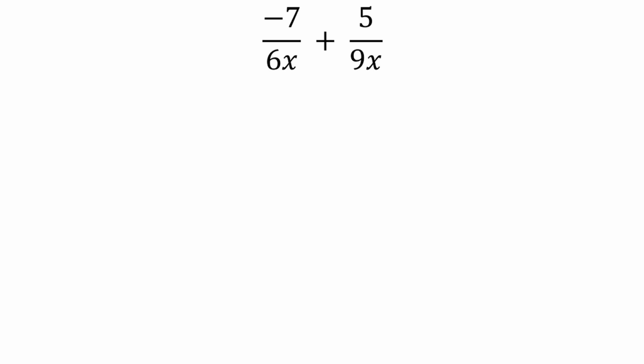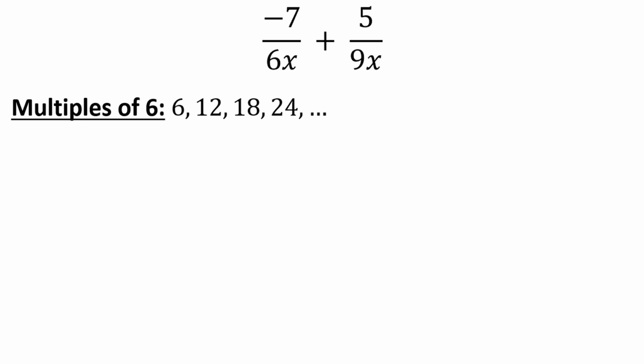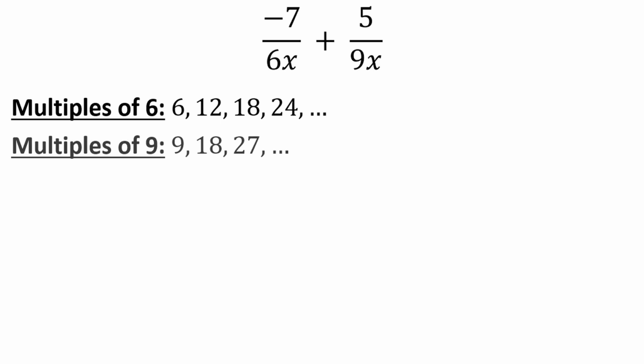You may remember that the least common denominator is just the least common multiple of our denominators, but here we can consider just the constants of 6 and 9. The multiples of 6 are 6, 12, 18, 24, etc., and the multiples of 9 are 9, 18, 27, etc. The smallest number in common to both lists is 18, so that means 18x will be our least common denominator.